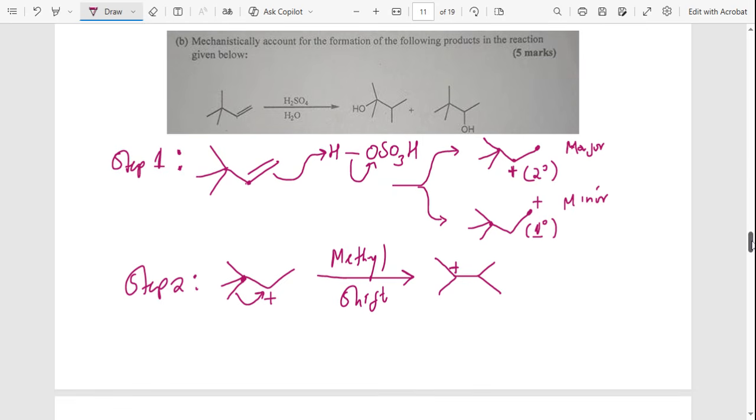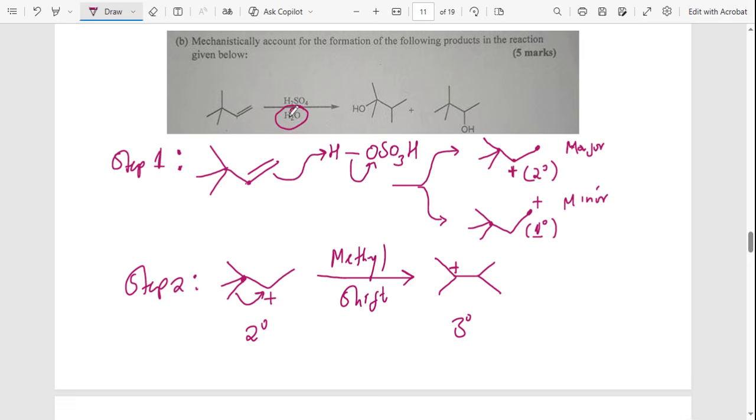Now that you have formed this, in the next step, these two possible products, we have got this secondary carbocation and this tertiary carbocation. They can either go by elimination reaction or by substitution. But this one more likely is going to go by substitution because this is known as acid catalyzed addition of water. You also have the acid catalyzed dehydration of alcohols, which forms alkenes. It's like the backward reaction. This is a forward reaction.